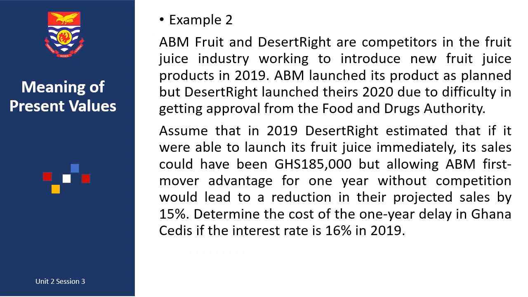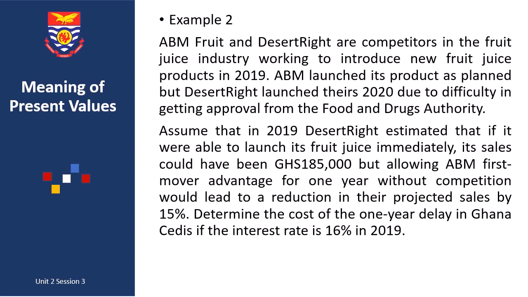Let's try another example here. This is a very lengthy example, but let's walk through it together. ABM Fruits and Desert Right are competitors in the fruit juice industry, working to introduce new fruit juice products in 2019. Let's take notice of the years. ABM launched its product as planned, but Desert Right launched theirs in 2020 due to difficulty in getting approval from the Food and Drugs Board Authority.